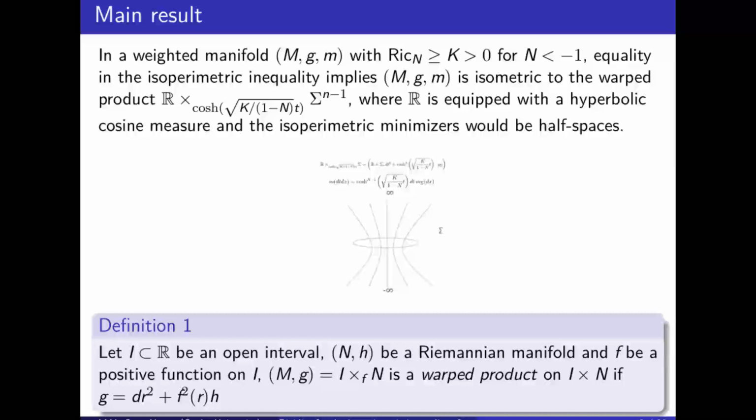Here, the warped product could be defined as the product of a Riemannian manifold with an open interval, and the product metric is warped by a positive warping function f.